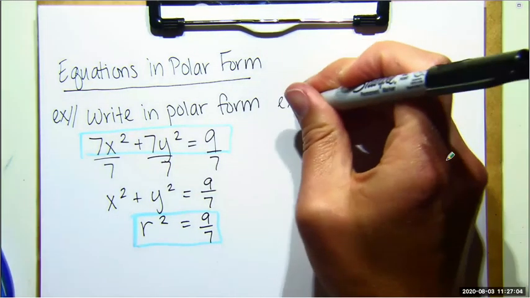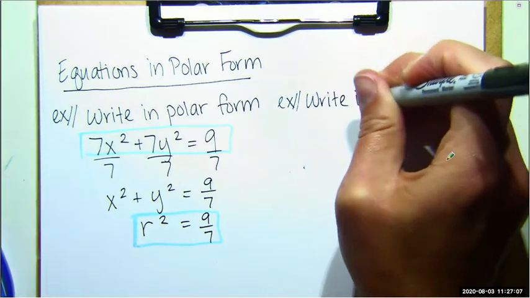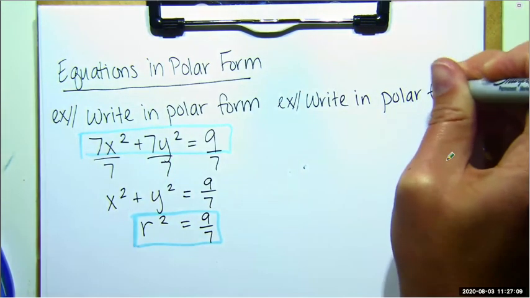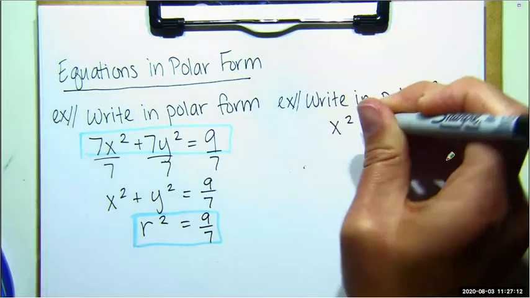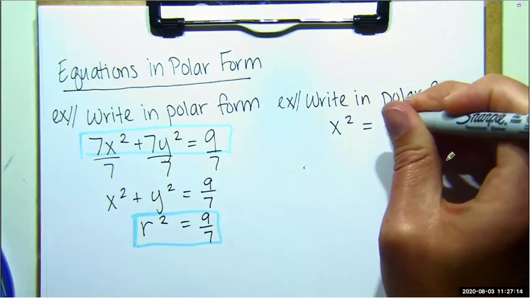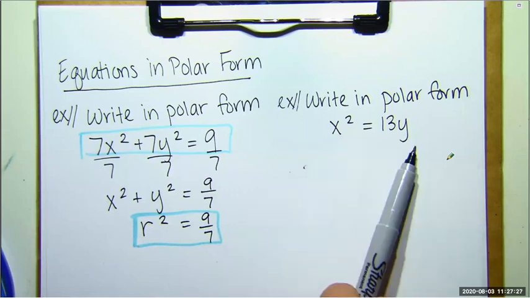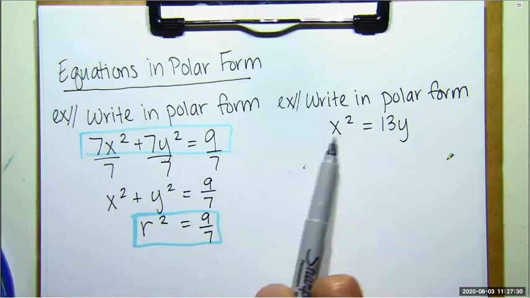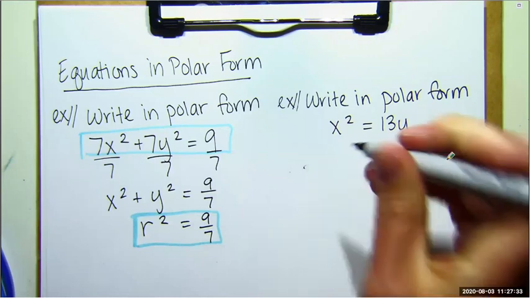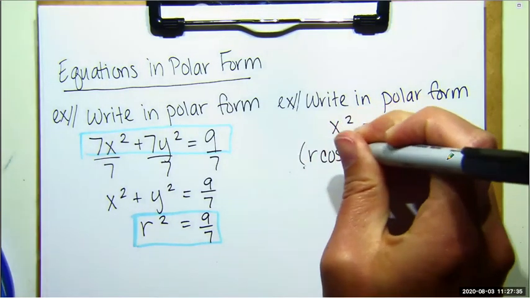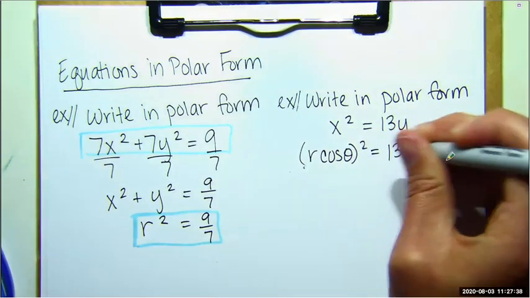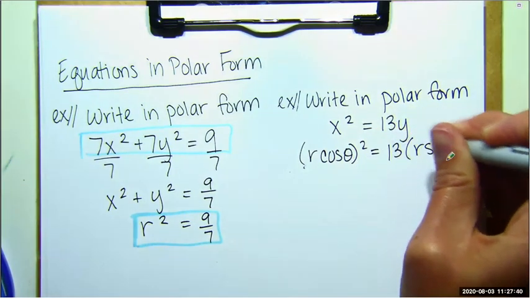So same thing, write in polar form. And I'm starting with x squared is equal to 13y. Okay, so what I'm going to do is put this in terms of r and theta. So anytime I see an x squared plus y squared, we would want to replace that with an r squared. Here we don't have x squared plus y squared. Okay, so what we're going to do is just use those formulas we had for x and y. So we know that x is equal to r cosine of theta, and y is equal to r sine of theta.